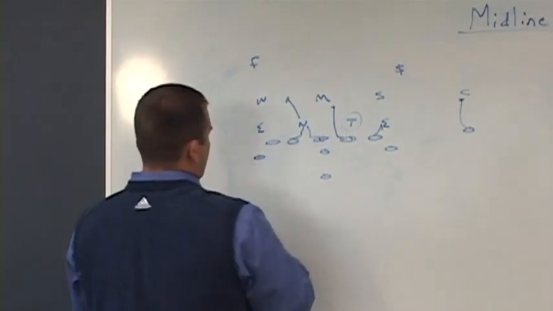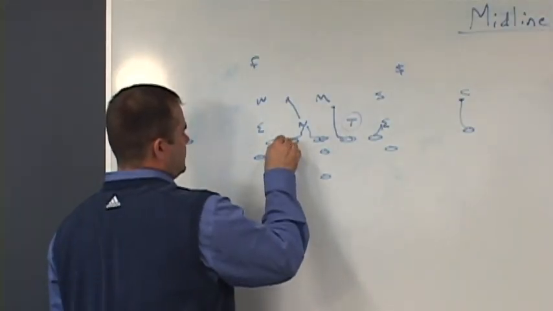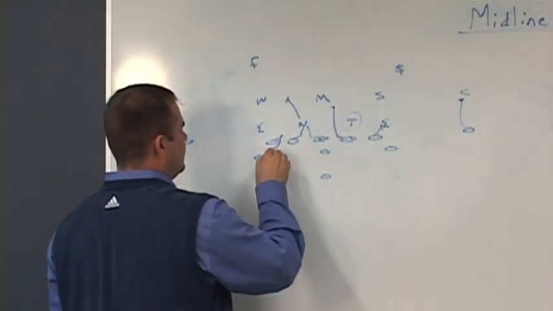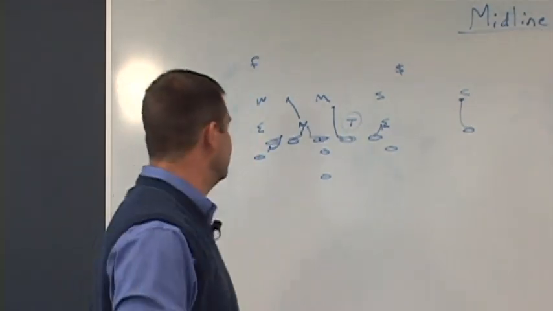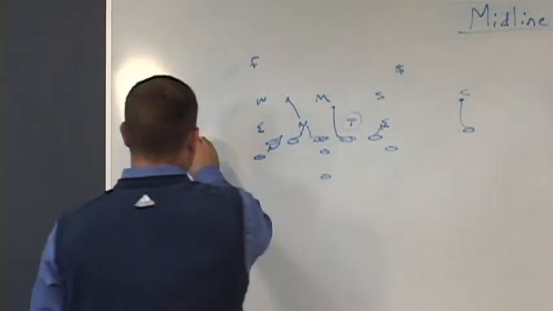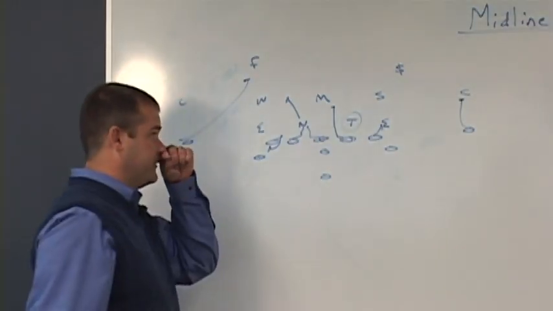We will always protect the B-gap first with the backside tackle, and now he's going to seal off this defensive end if we don't get any backside B-gap blitz. Okay, again here we're working some type of backside rule.